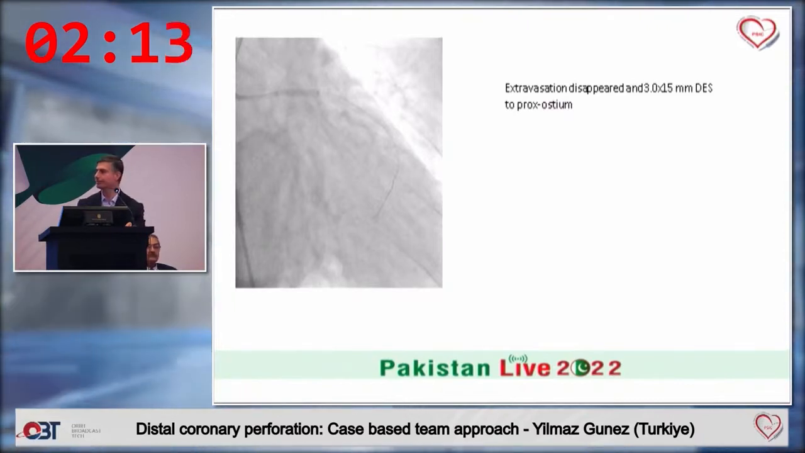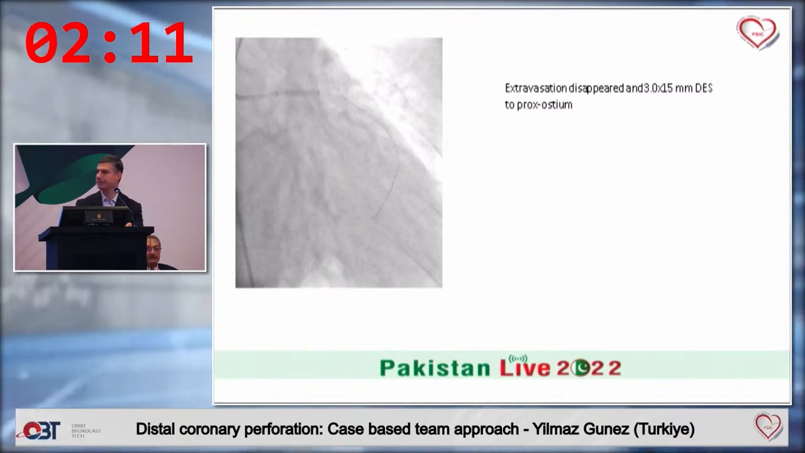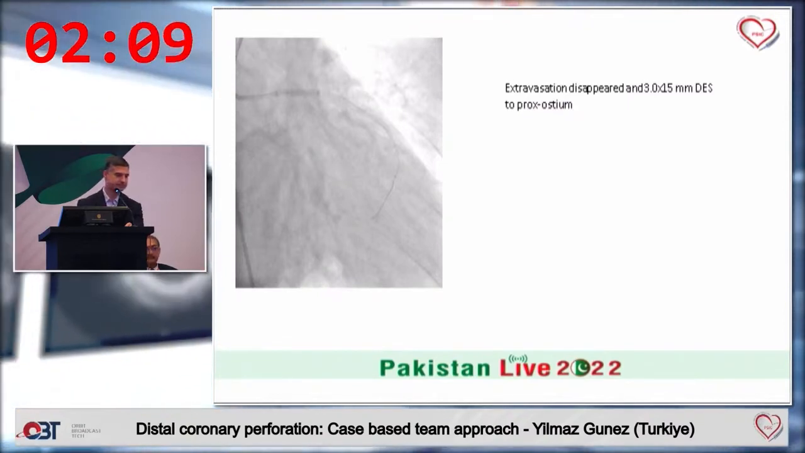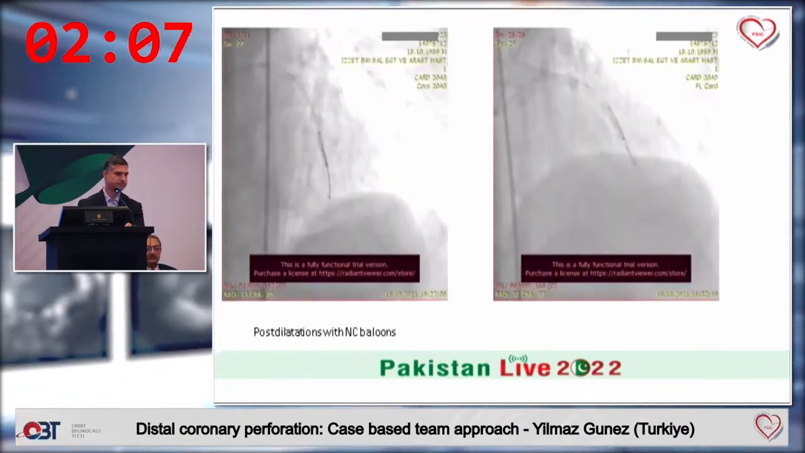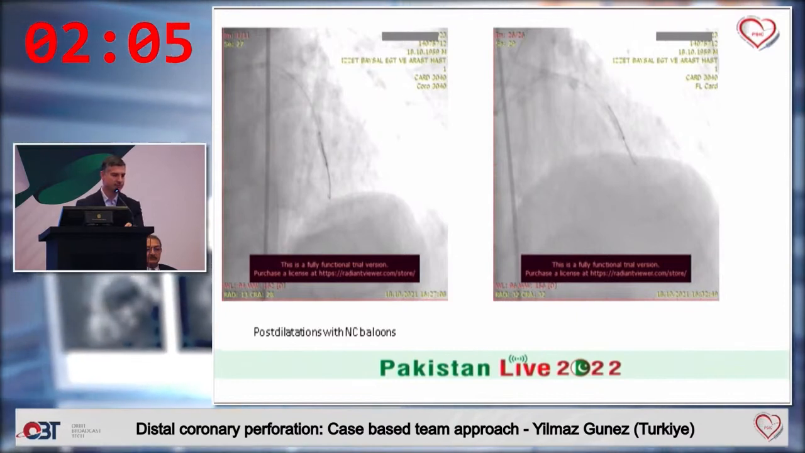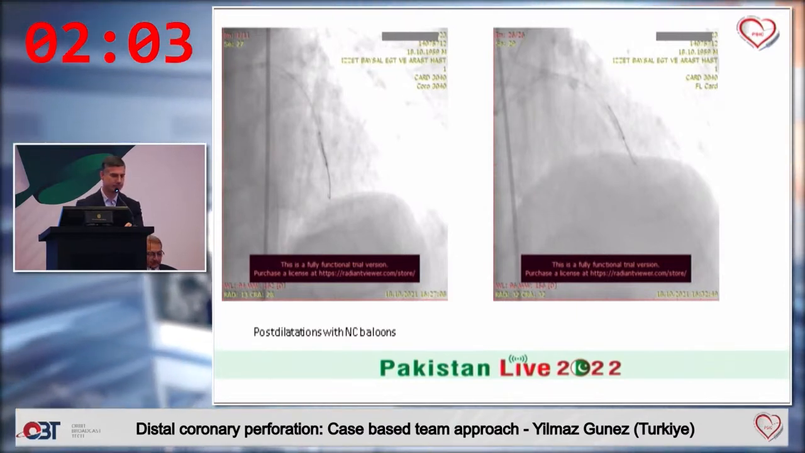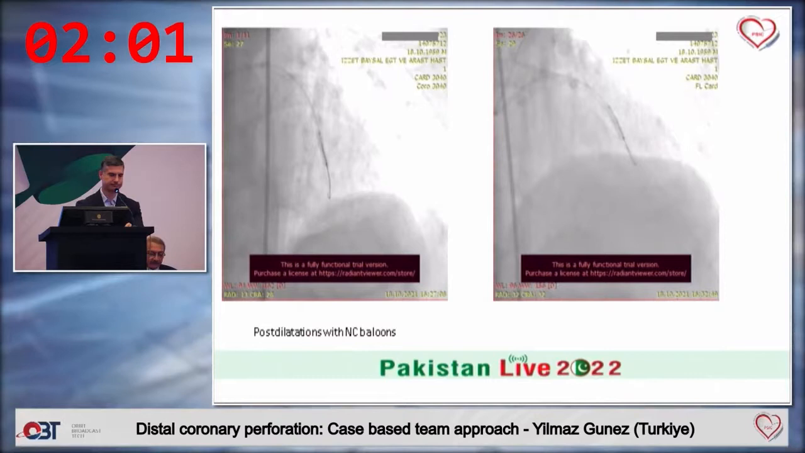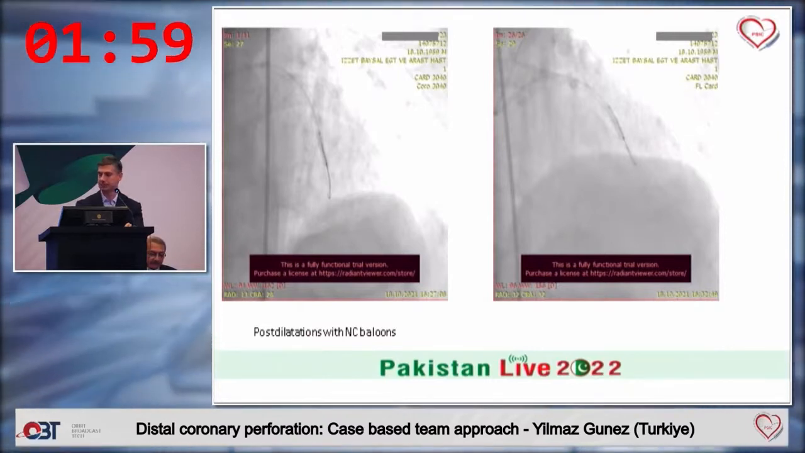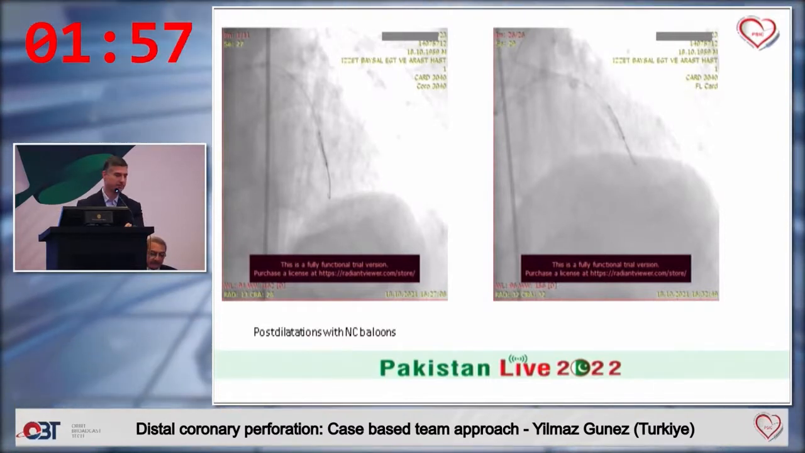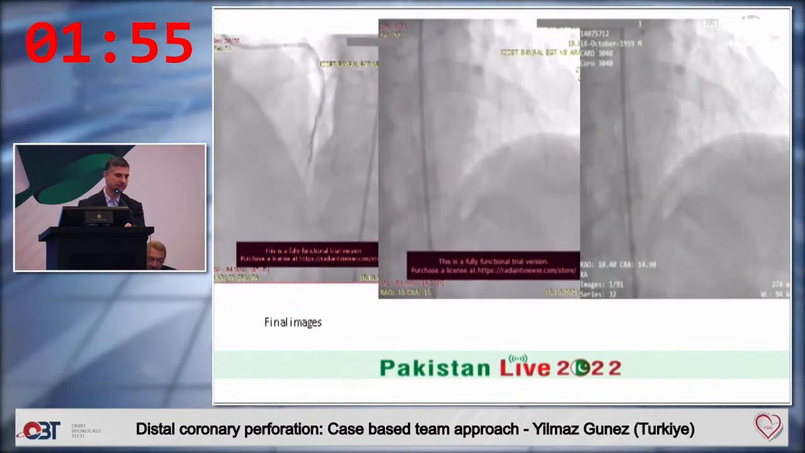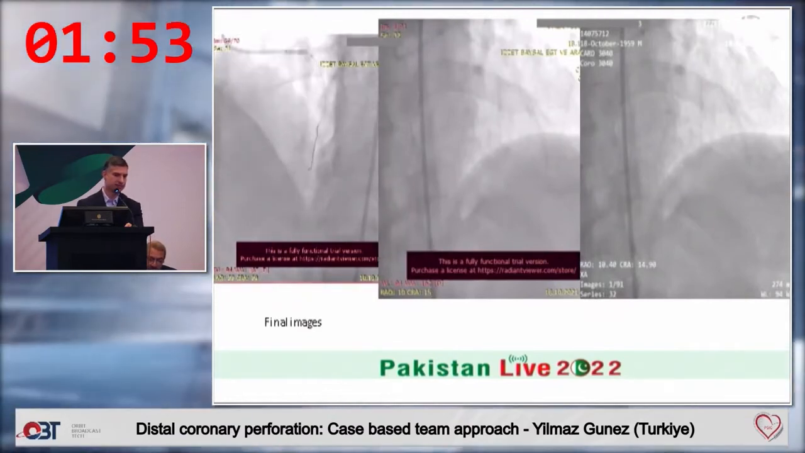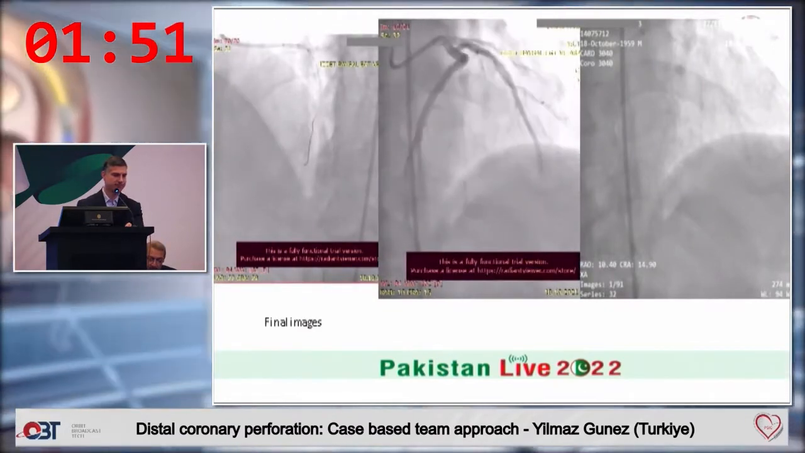I couldn't press. The next slide, please. And we had post-dilatation with NC balloons. Then we have the final images. There is no extravasation at that time.